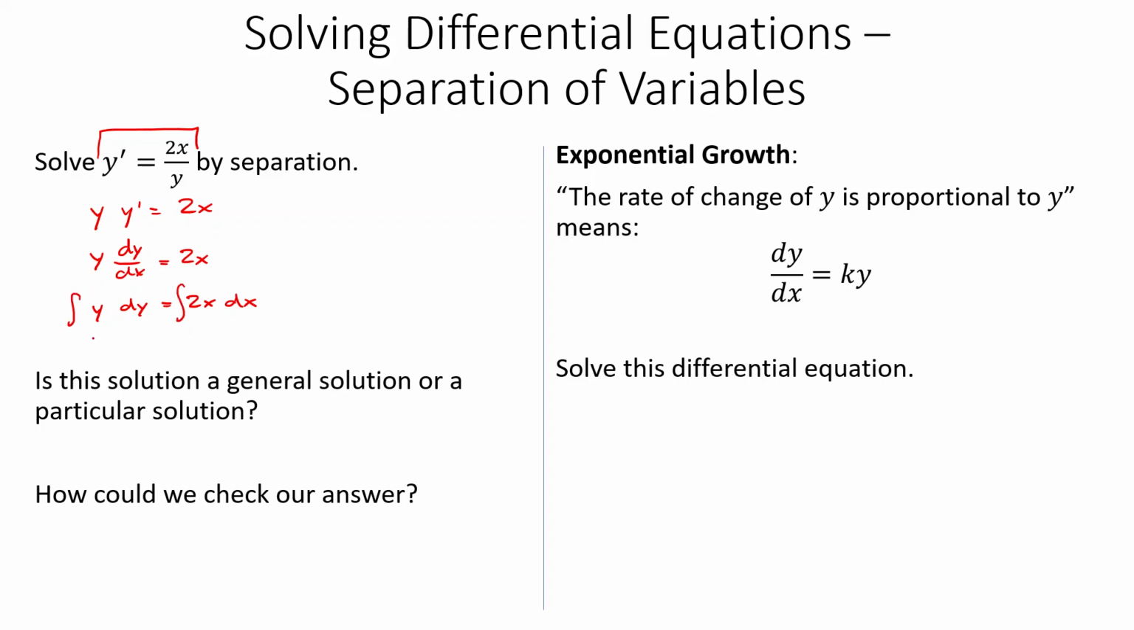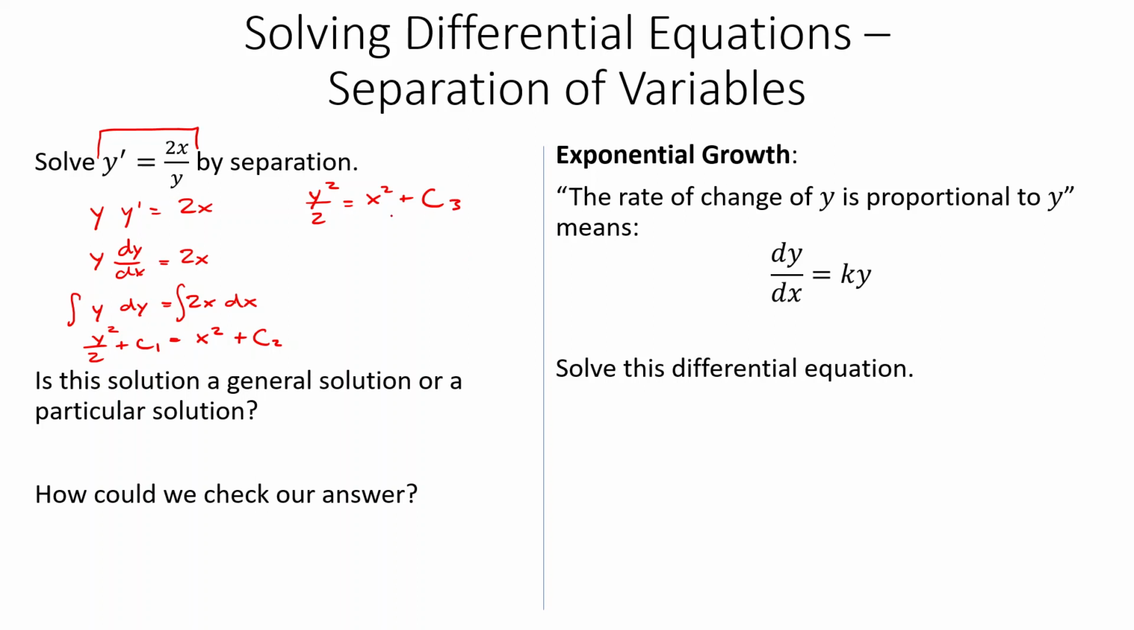If we integrate this side, we get y squared over 2, technically, plus c. And if we integrate this side, we get 2x squared over 2, so just x squared plus some other c. We'll call this c2, and we'll call this one c1. Since there's c's on both sides, we can subtract c1 from both sides and get c3, say. So we get y squared over 2 equals x squared plus some other c.